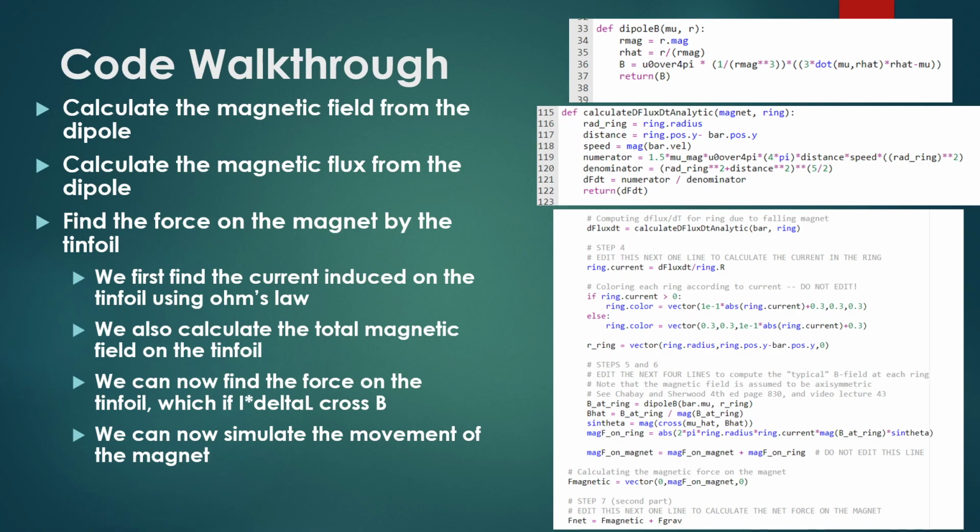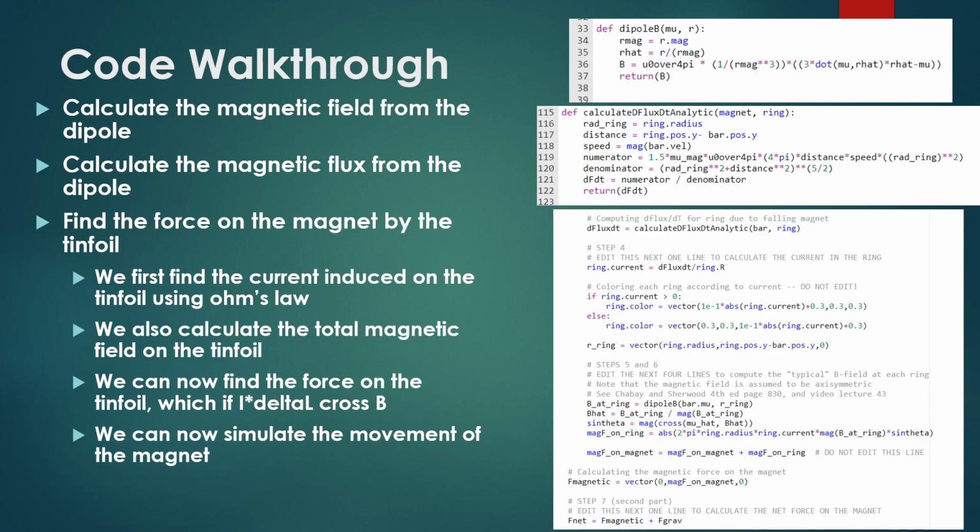We use the magnetic field from the dipole on the top image, as you can see here. Then we calculate the magnetic flux from the dipole as well in the second image. We use these formulas which were given to us from the labs and previous lectures. And lastly, we wanted to find the force on the magnet by the tinfoil. But how do we do that?